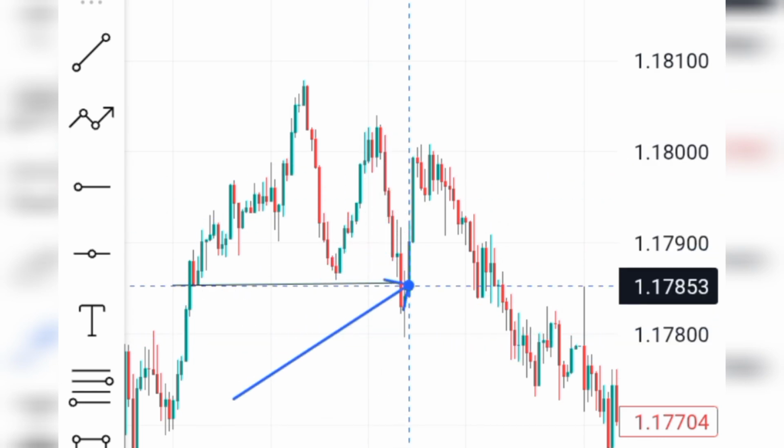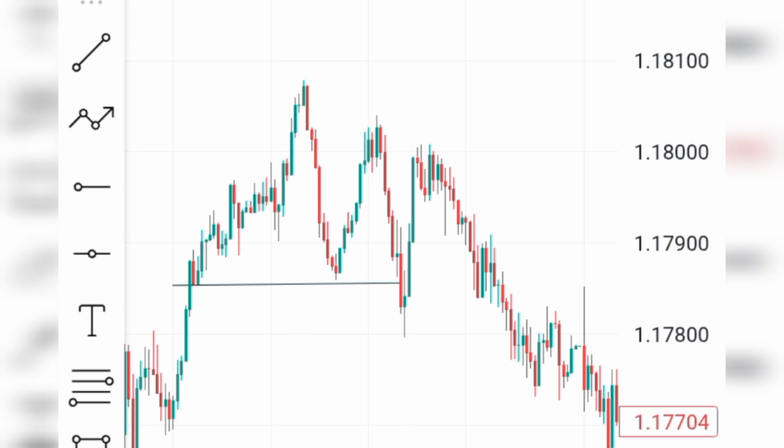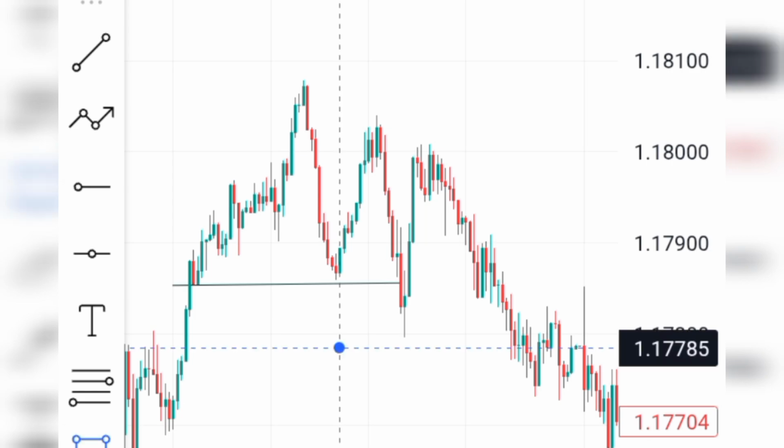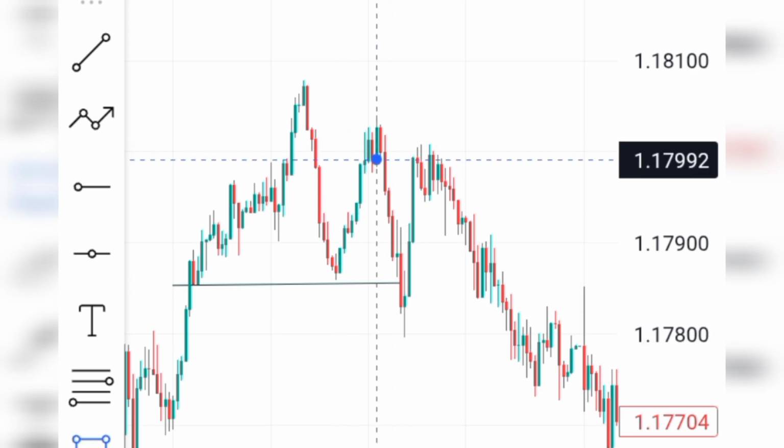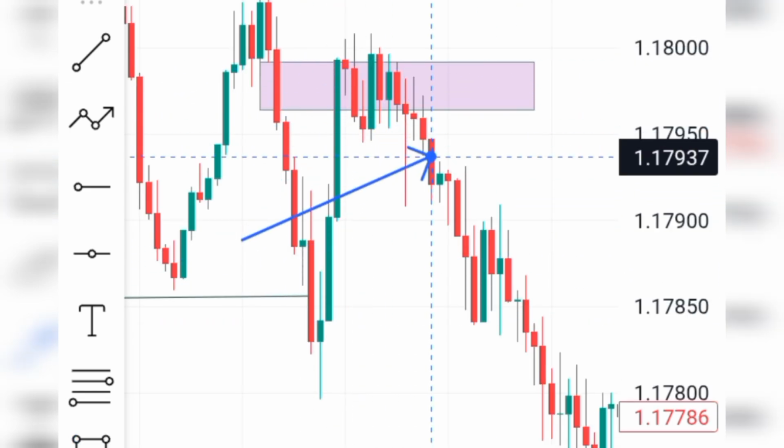The zones that we consider are the fair value gap zone or order block zone, and you can also consider support and resistance. But for this case, we shall deal more in fair value gap and order block. Here you can see that the market retraced after a certain fair value gap. It retraced to that zone. You can see the move.